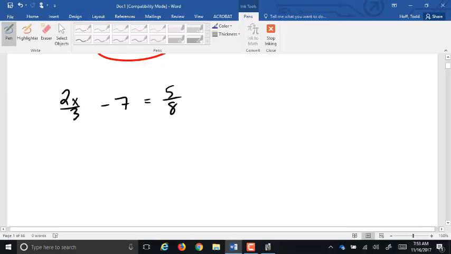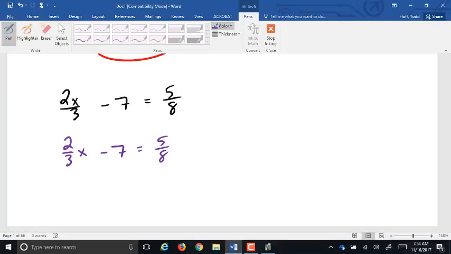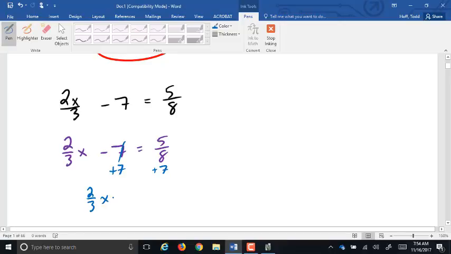Well, what this really is, when we have 2x over 3 like that, that can just be thought of as 2/3 x. And now, of course, it's simple to do. What do we have to do? Add 7. Yep, so 2/3 x equals 7 5/8.